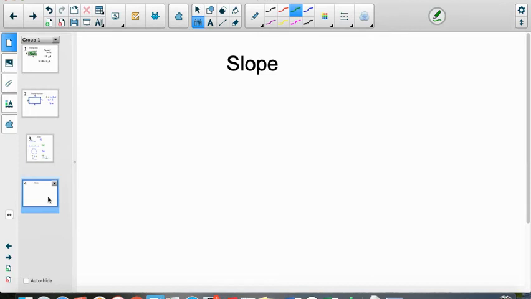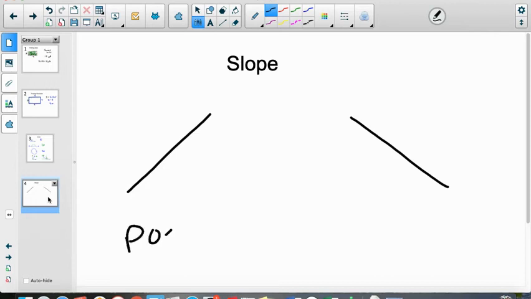Slope of something. The first thing when doing slope, if we have a line, is determining if it's positive slope or negative. So positive means it's going up as you go to the right, and negative slope is going down as you go to the right. So think of climbing as you go or going down.